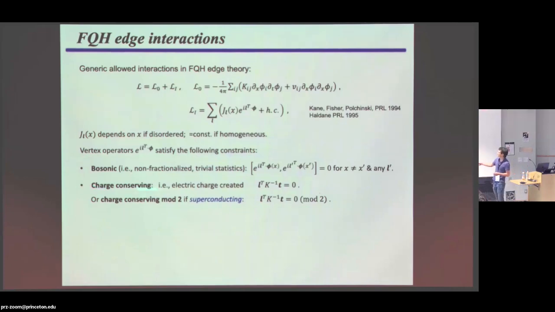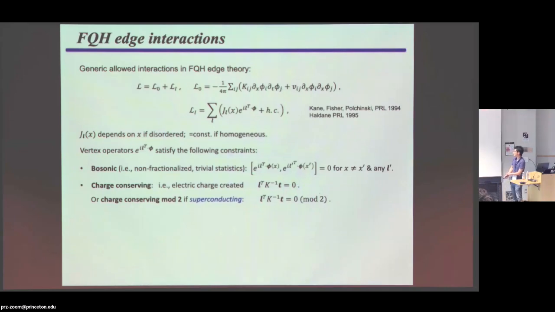Then the other constraint: suppose I'm considering a fractional quantum Hall state without superconductivity, then the electron charge should be conserved on the edge. So this operator cannot create additional electric charge. The vertex operator, earlier we found, creates some electric charge by calculating the commutator with the charge density ρ of the theory. The charge you created, in units of −e, is given by this expression. So you require this expression to be 0.